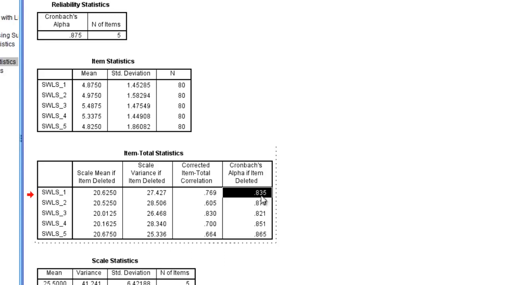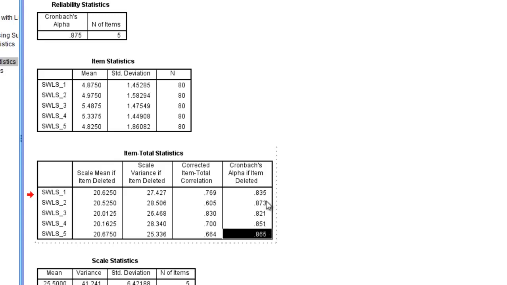And notice here that for the first item, alpha would have been 0.835 or 0.84, and you can see that in reality it was 0.88, so alpha went up with that item being included. And you can see with all of these, looking at it from the other perspective, alpha would have dropped or gone down if any of these items was not included.